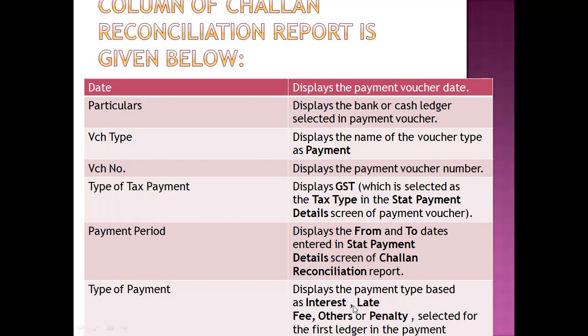That means if you are paying before the due date, it will be blank. Suppose after the due date you have to pay interest, late fees, others or penalties, it will show you the type of payment in this column. These are the different columns of the Challan reconciliation report displayed on the screen: date column, particulars column, voucher type, voucher number, type of tax payment, payment period, types of payment.